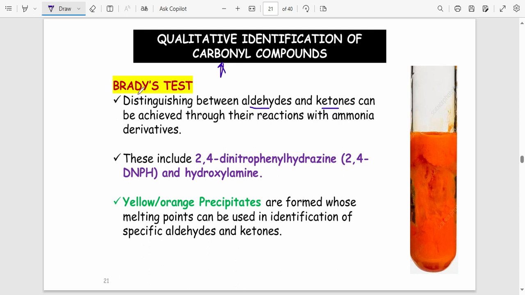So when this reaction is positive, you are going to see a yellow or orange precipitate. You can see this precipitate, right? So that is what you are going to be able to see. And when it is positive, it means that you have got a carbonyl group. Please take note: a positive Brady's test means that there is a carbonyl group. It doesn't matter whether it's a ketone or an aldehyde, it's going to be positive.